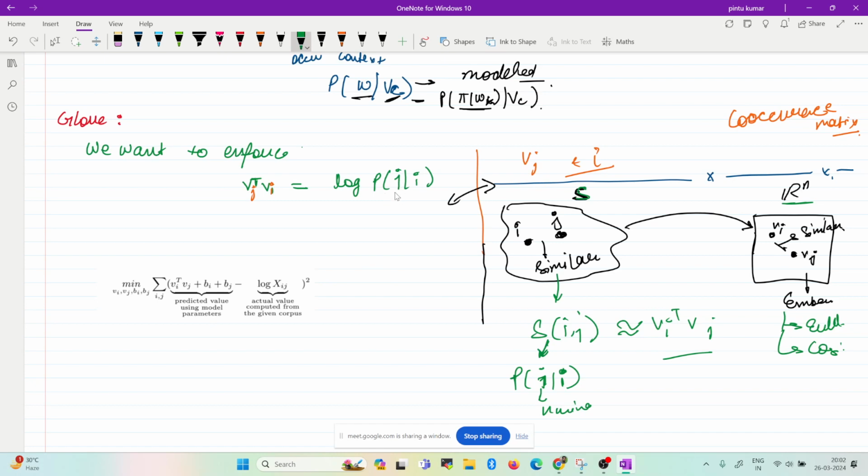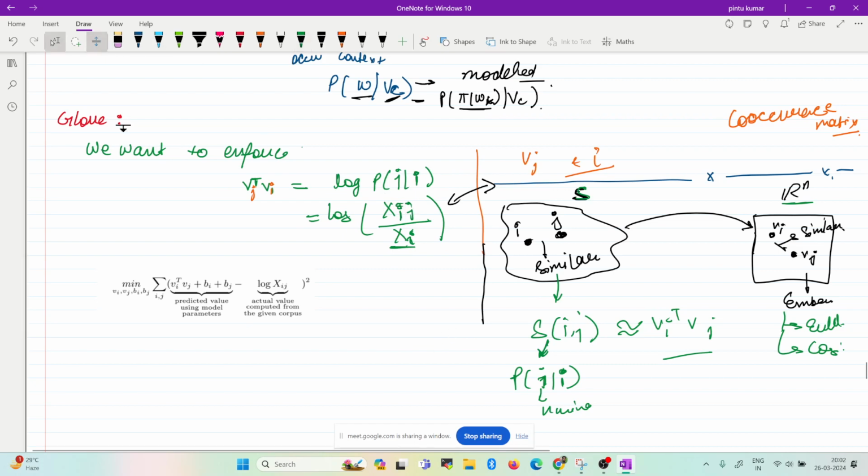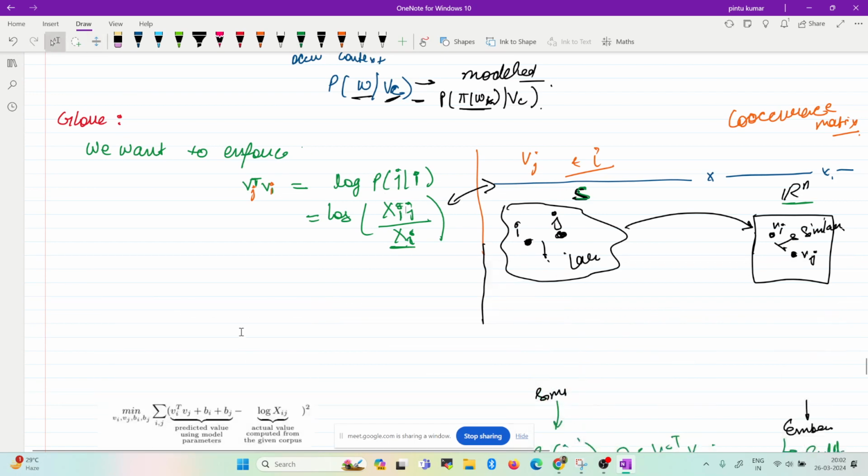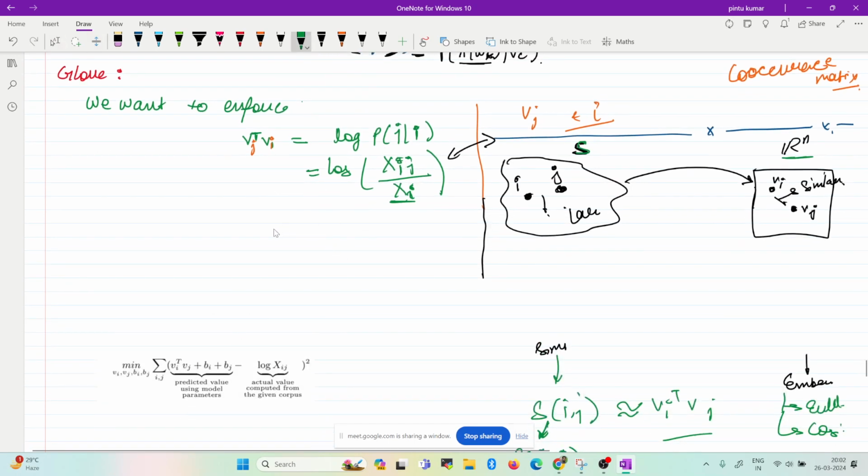So what is this probability of j given i? This is nothing but, I can write, the co-occurrence of i and j divided by the occurrence of i. This is the probability that if you are given i, what is the probability that j would occur in the k context. So the number of times you have encountered i, and the number of times both of them have occurred together. This is the probability, right? So again, this can be written as log of xij minus log of xi, right?